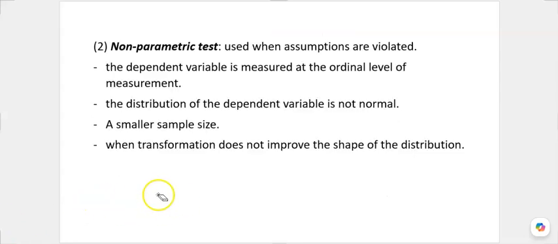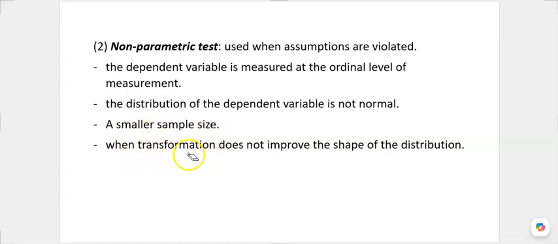Non-parametric test. This means that this test doesn't require assumptions to be met. So you don't have any assumption. For instance, the dependent variable can be not a continuous variable, but an ordinal level, like a categorical variable. And the distribution of the dependent variable is not normally distributed. And also a smaller sample size is okay.